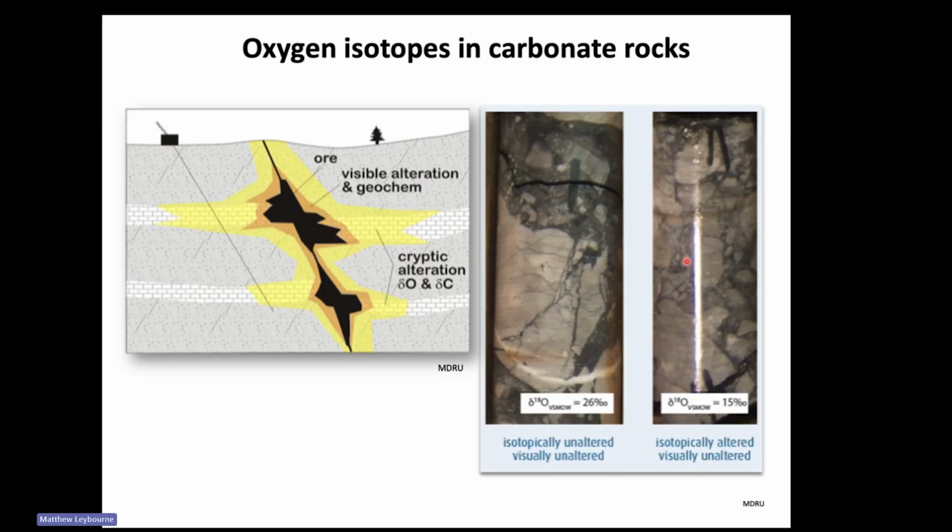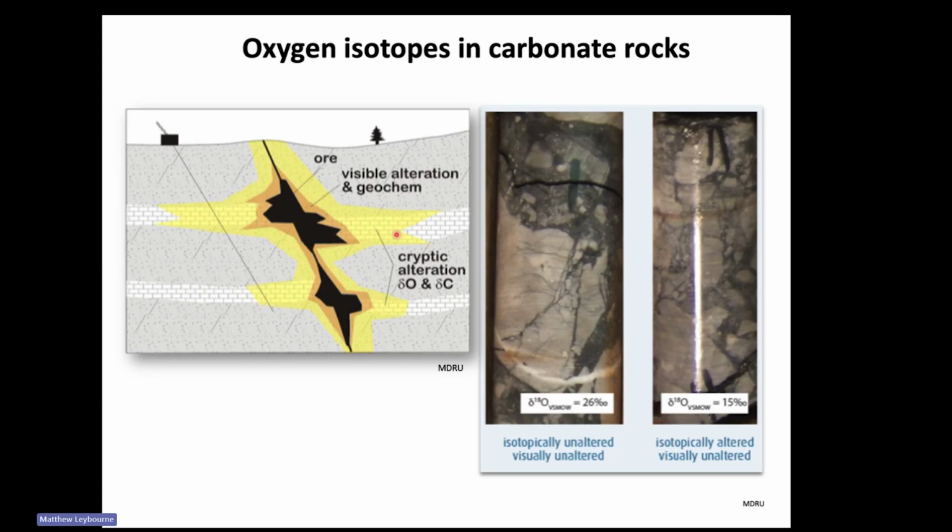Well, background carbonate rocks have 26 per mil. The rocks near the ore deposit had lower isotope values. So even though the core looked the same, in some areas they were isotopically changed. So the cartoon on the left is how they perceive this going on. In this cross section, the black represents ore, the orange represents visible and geochemical alteration. So there might be changes in gold concentrations, thallium concentrations, and things like that. So elemental changes or anomalies in concentration.